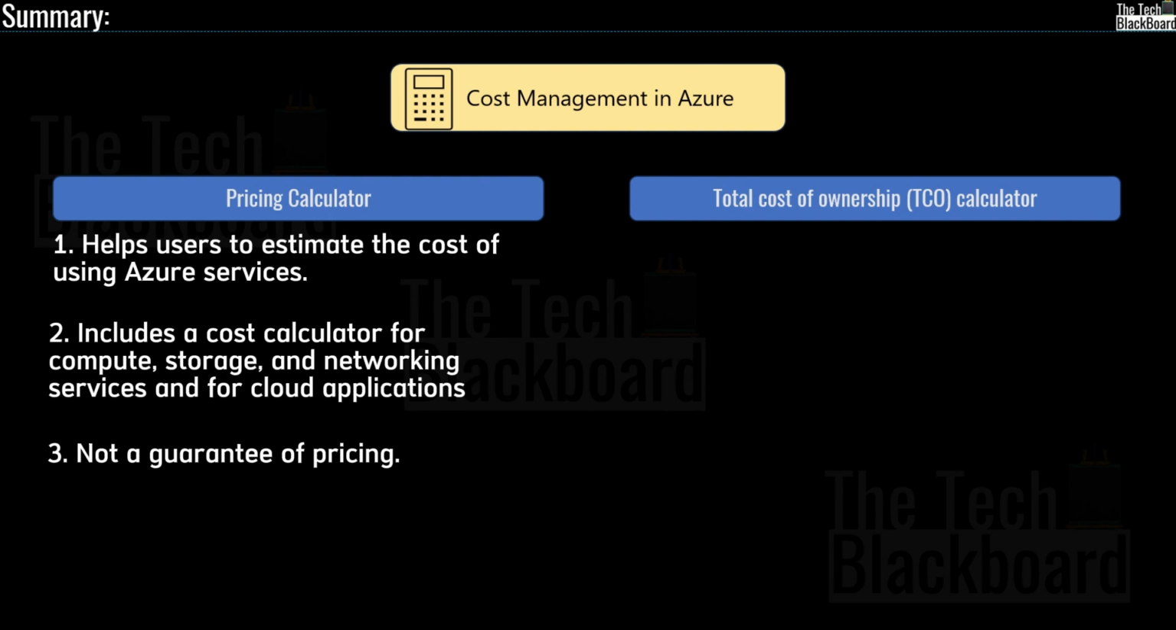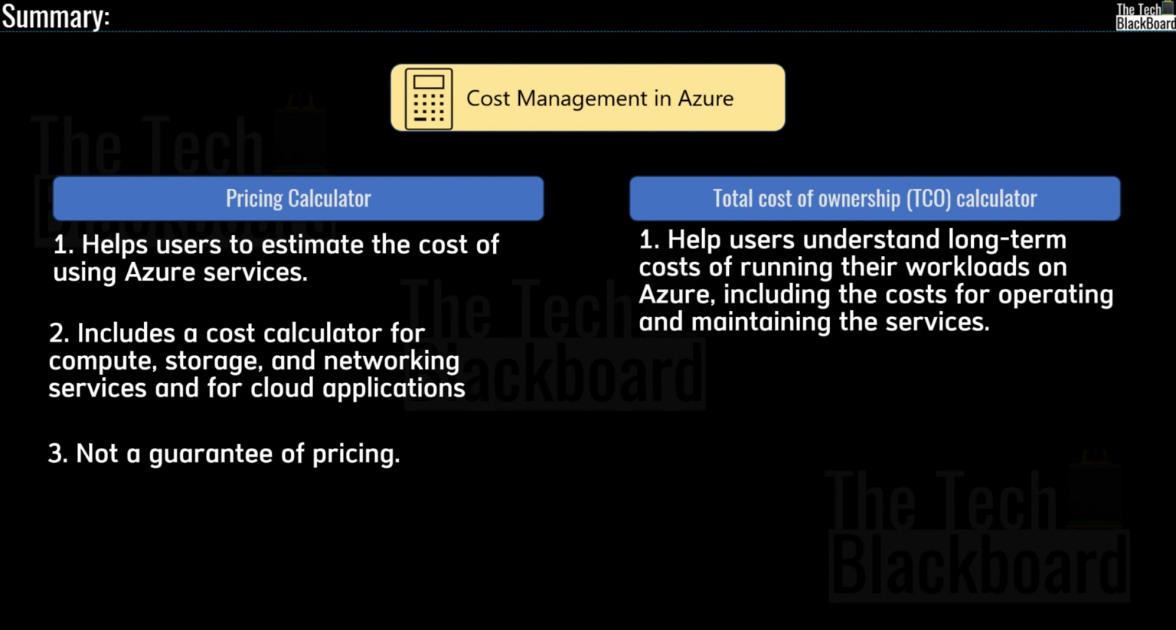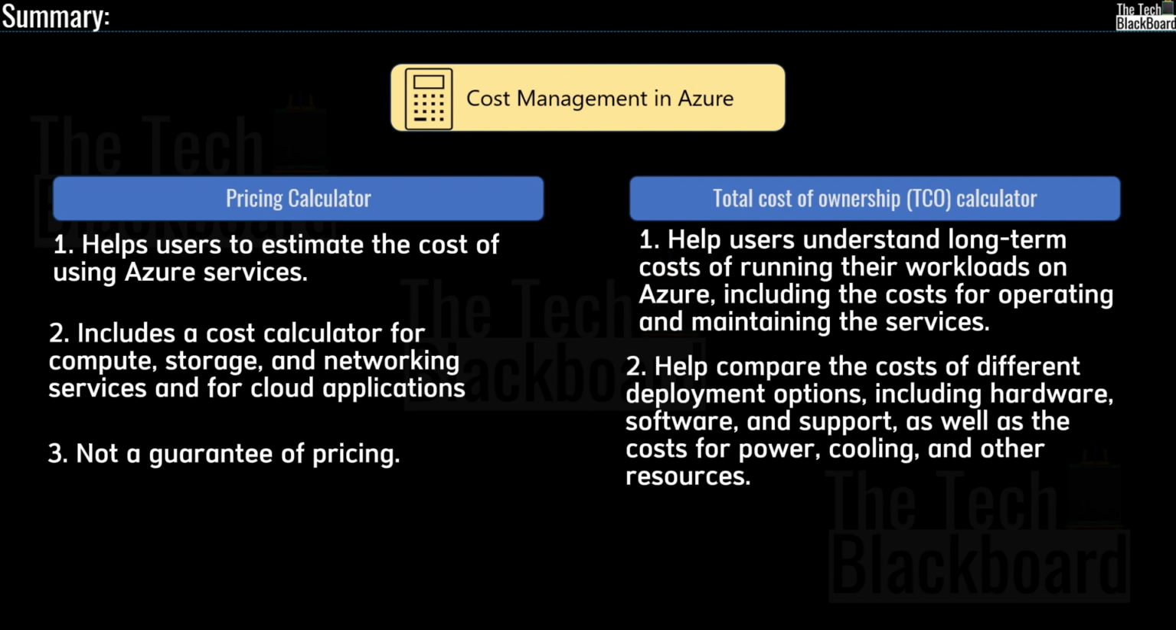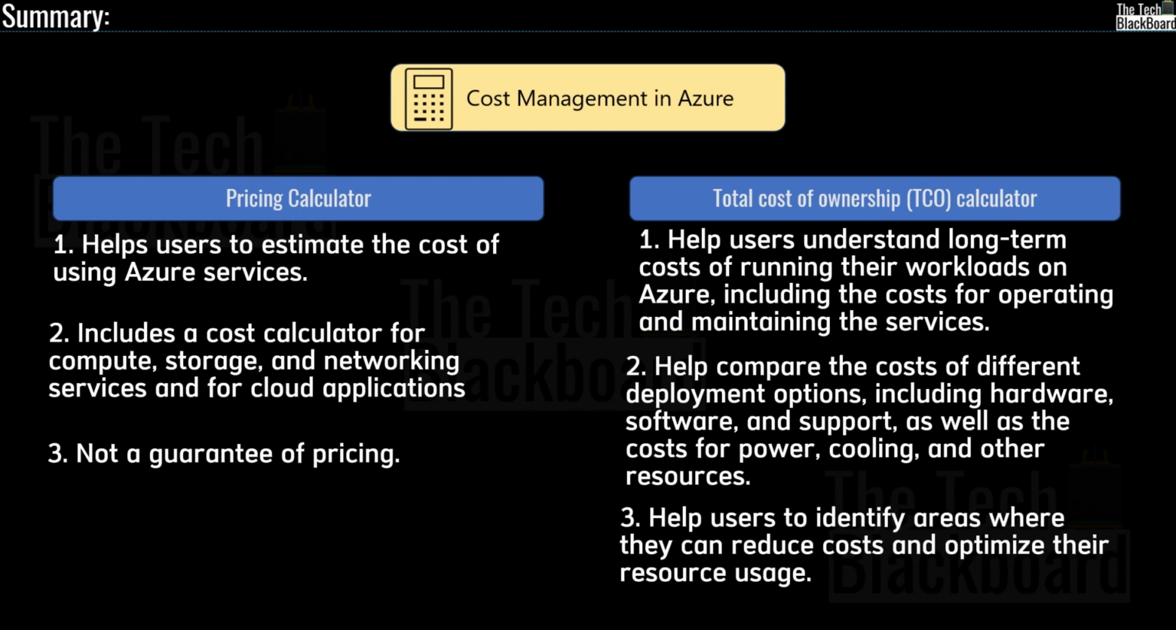Now coming to the TCO calculator, it helps users to understand the long-term cost of running their workloads on Azure, including the cost of operating system, maintaining the services, as well as the cost of scaling and expanding the services as needed. It allows the users to compare the cost of different deployment options, including the cost of hardware, software, and support, as well as the cost of power, cooling, and other resources.